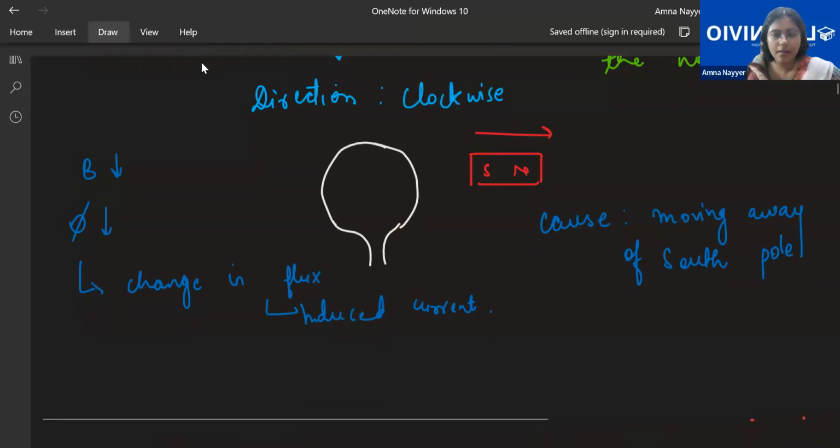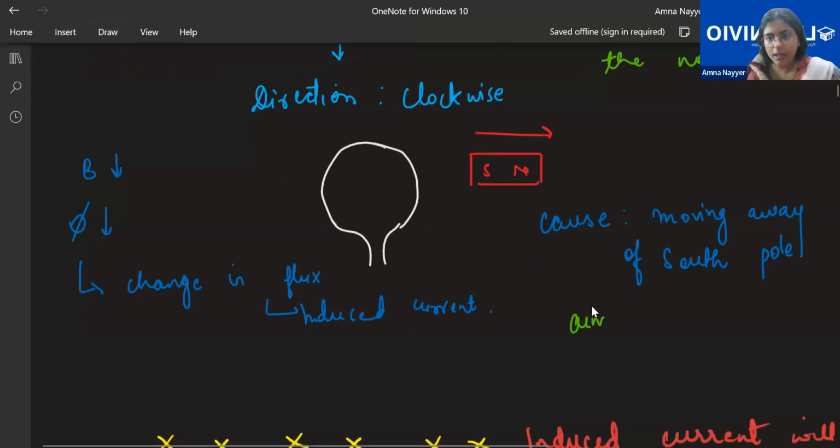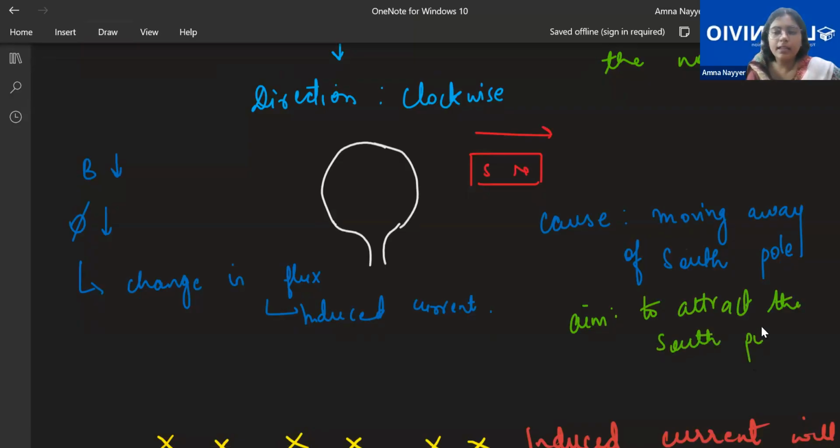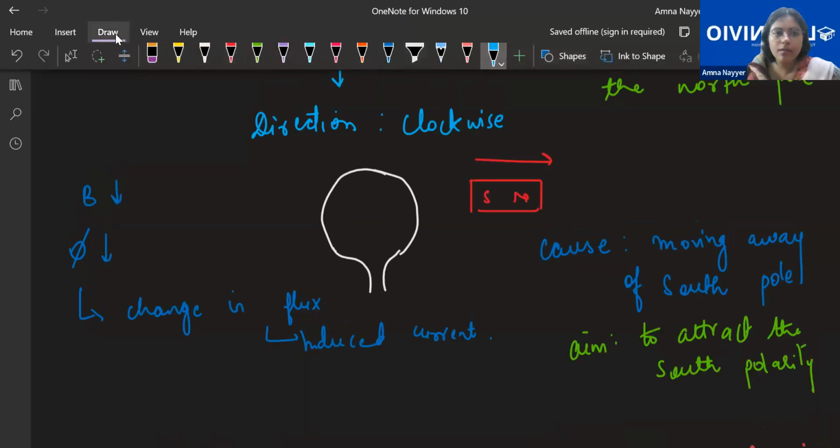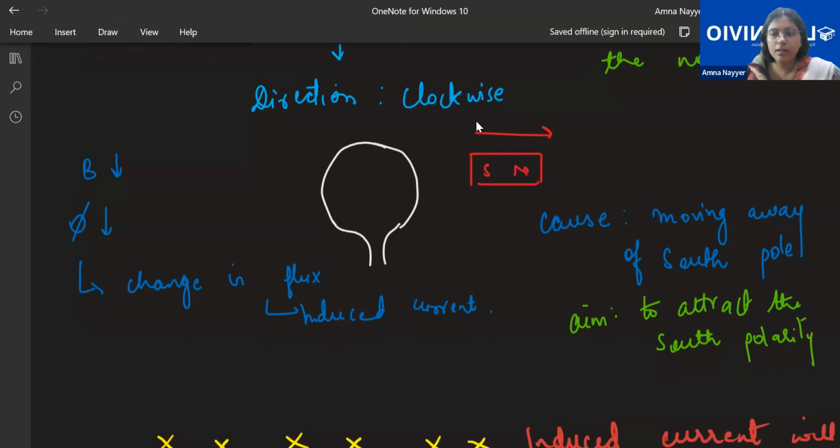To attract the South Pole. Very good. Aim will be to attract the south polarity. How can south be attracted? South polarity should be put in the coil. Which polarity? North. Yes.